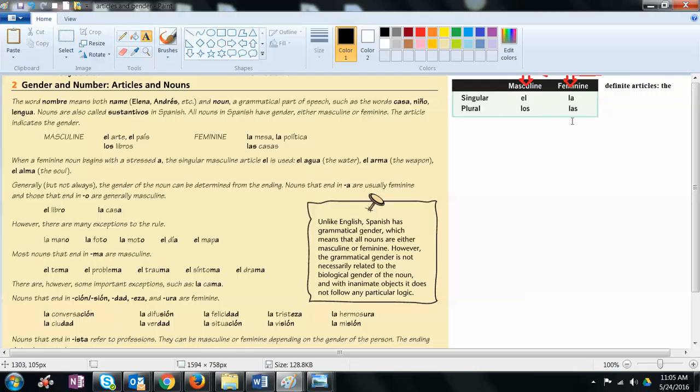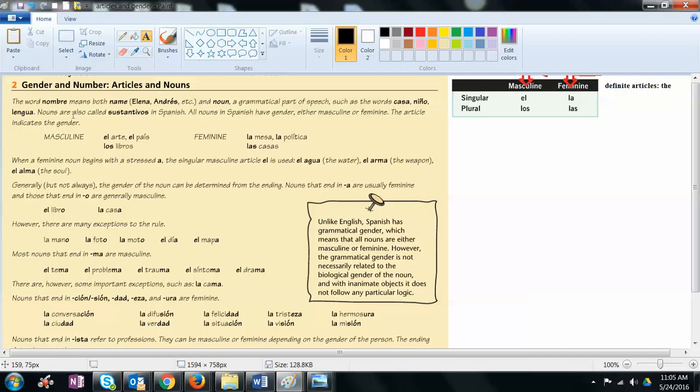And so you have to know the gender of the noun to know which article to use because they have to match up. So if you have a masculine word, you're going to use the masculine singular the, and if you have a feminine singular word, you're going to use the feminine singular the.